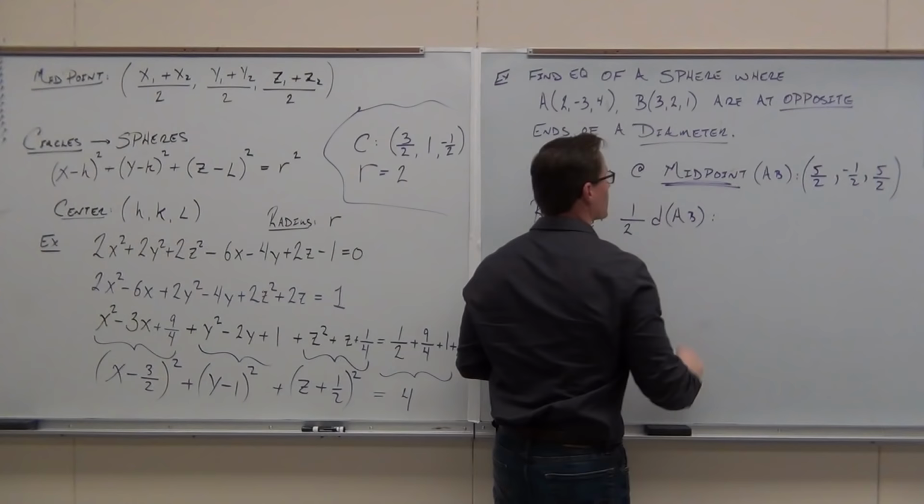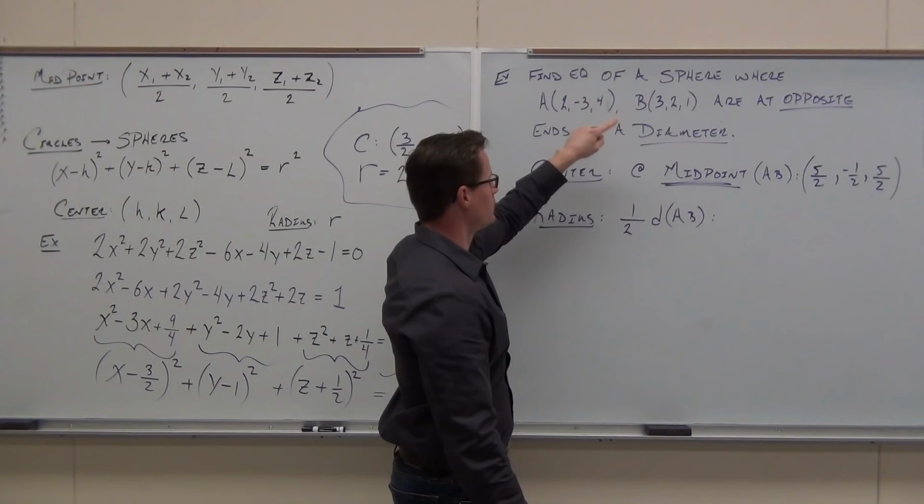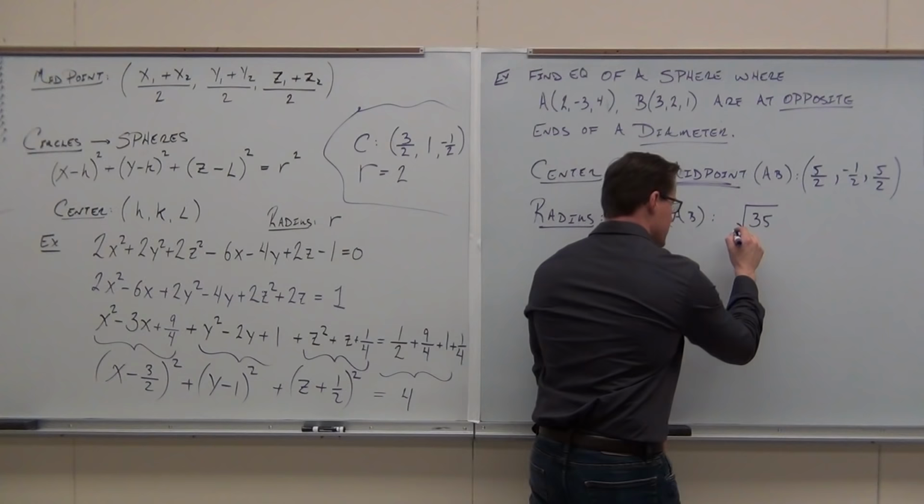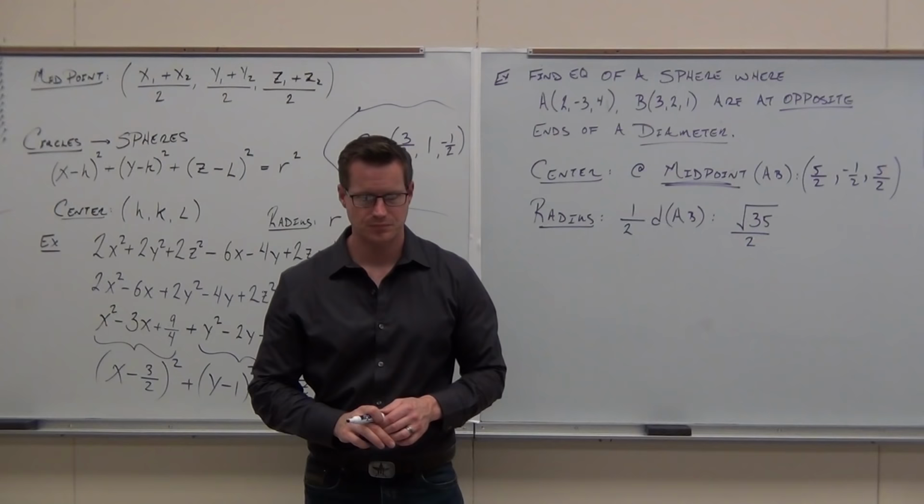The distance from A to B is, okay, let's see, 1 squared, 5 squared, 3 squared, that's 35, in a square root, and then take half of it. That right there would be the radius. Square root of 35 over 2.